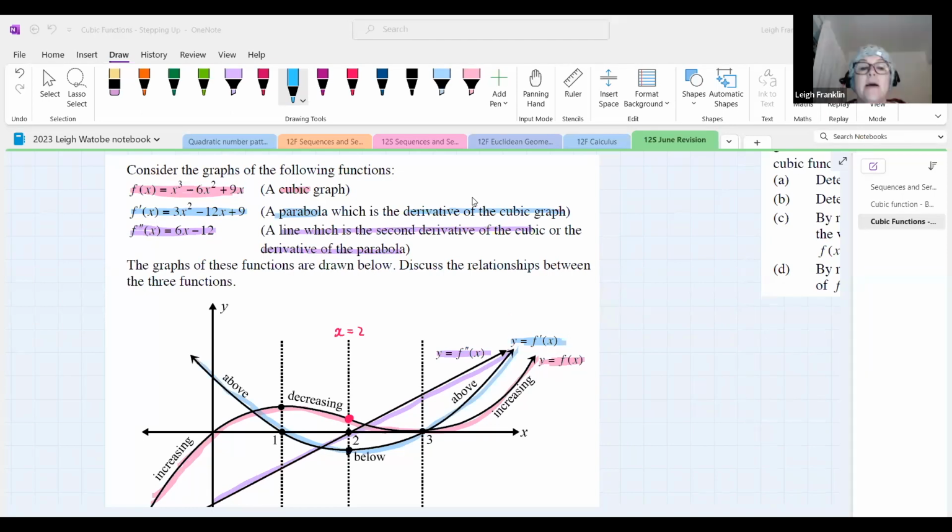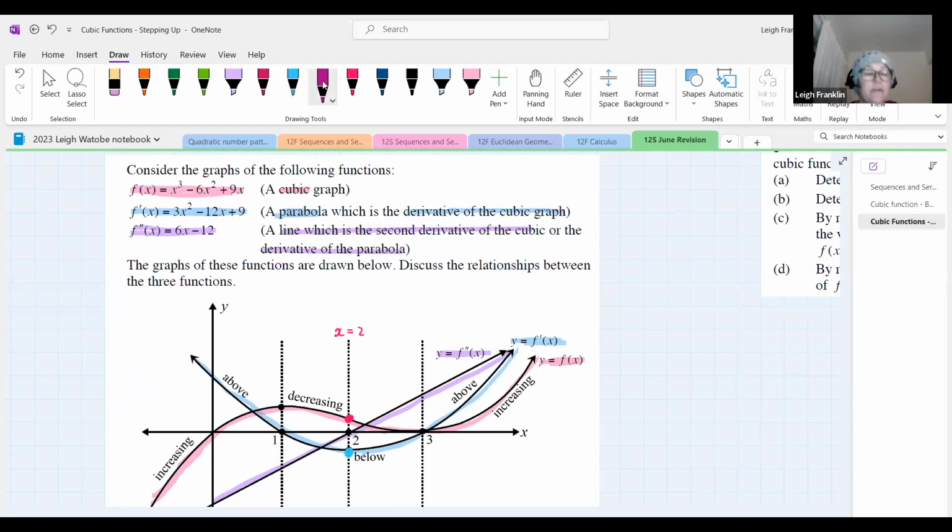There we go, Ayanda, at the turning point. So I'm going to put that in blue for you as well. Okay, so at the point of inflection, the x-coordinate is the same x-coordinate as the turning point on your parabola. Well done, everybody.